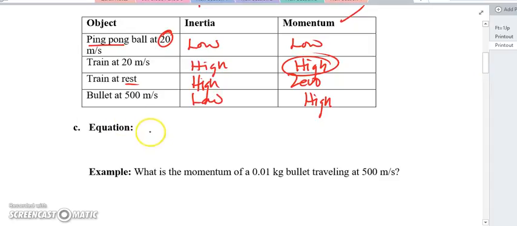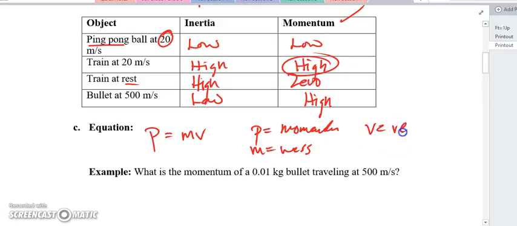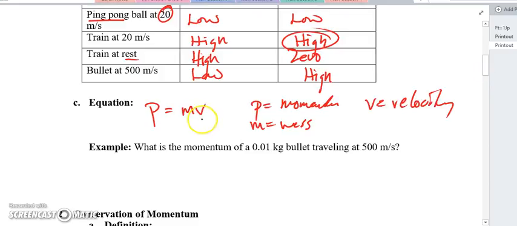So the equation for this is P equals mv, where P is momentum, m is mass, and v is velocity. And it is a vector, so you have to think about this. Velocity is positive or negative, so momentum is definitely positive or negative. In some textbooks, you actually see a line over the top that indicates it's a vector. It might be an arrow or just a straight line.